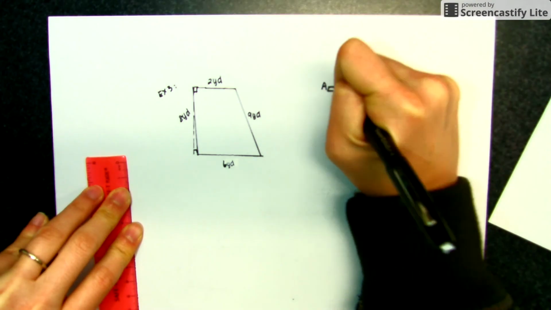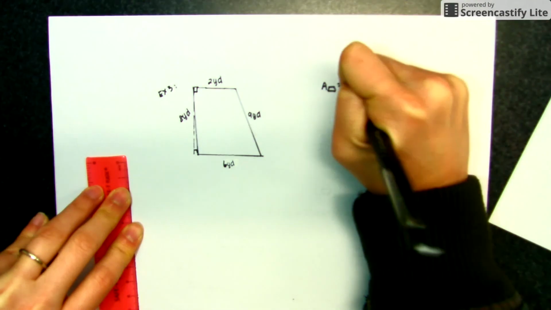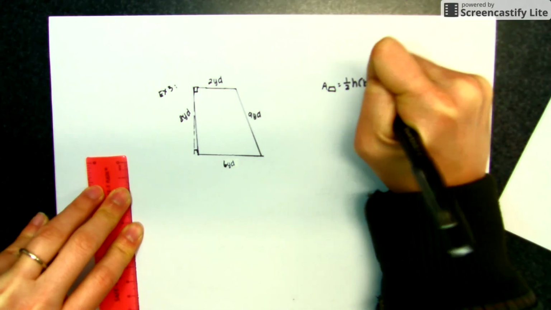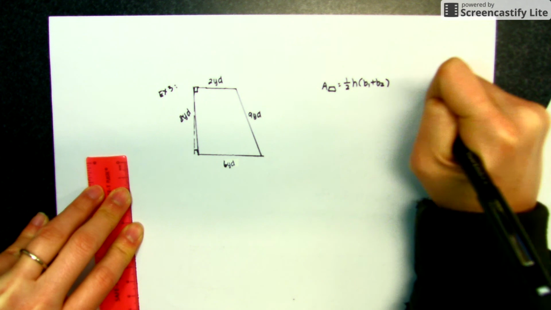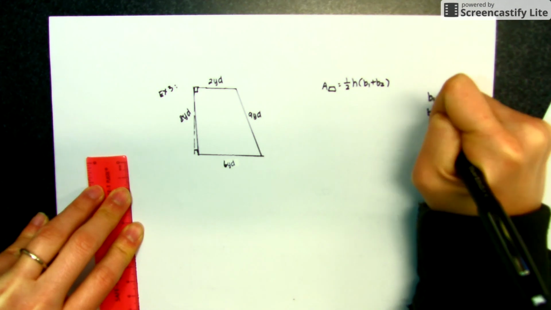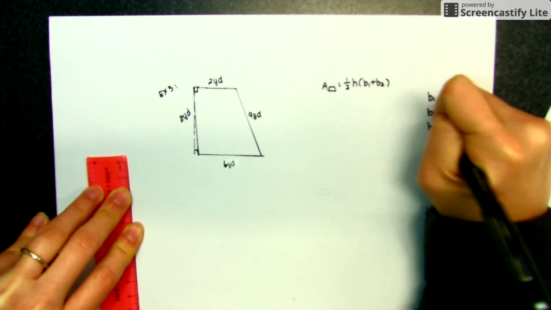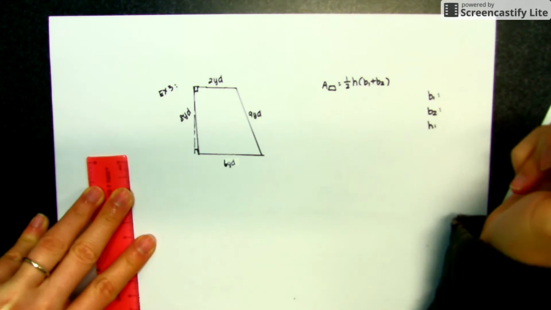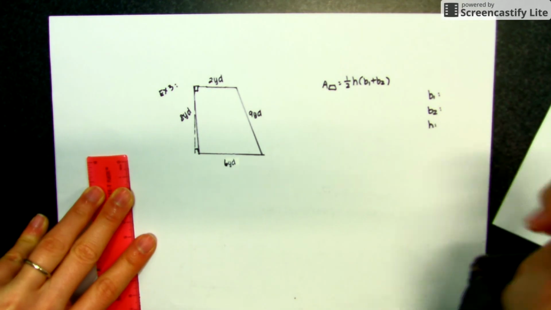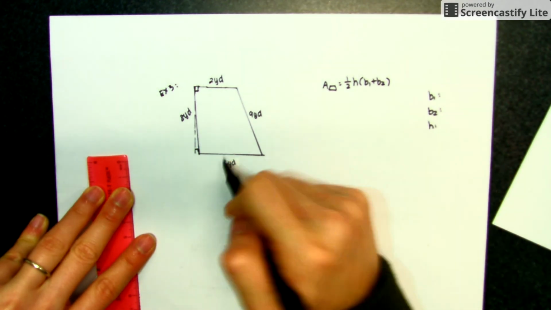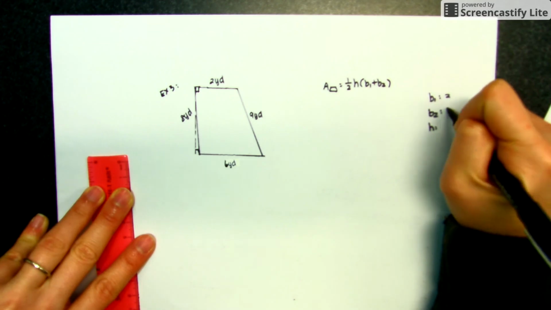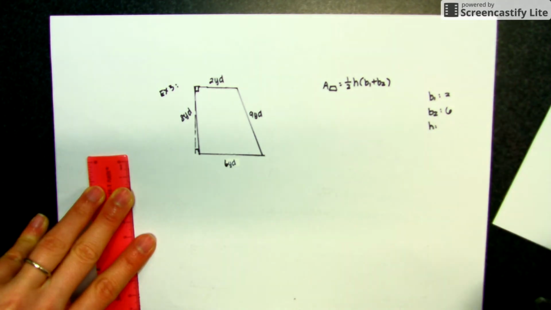So first things first, write the formula. Choose your preferred way. So 1/2 height, parentheses, base 1 plus base 2. And then step 2, I like to write out the different measures first. So first find the opposite sides that are parallel, which are 2 and 6. Base 1 is 2, base 2 is 6.